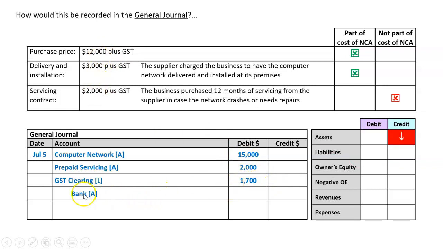And lastly, how are we paying for this? Well, we're taking it out of our bank account. We've got a loan. The loan went into our bank, and now we're taking the money out of the bank. So that is an asset going down, and when an asset goes down, that's a credit. And that will be the total of those numbers there. Maybe we get asked for a narration, so we'd write something like cash purchase of computer network and prepayment of 1 year of servicing, and we've got the document number in there.